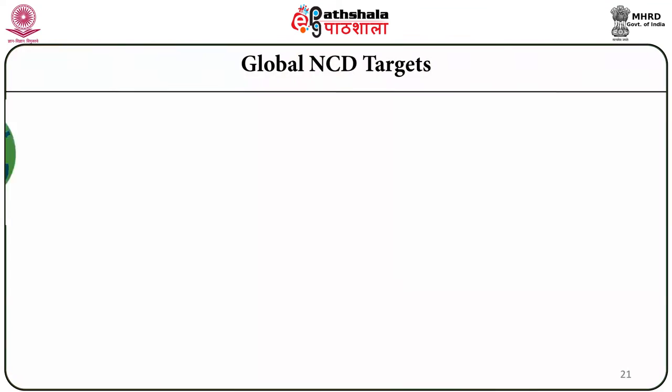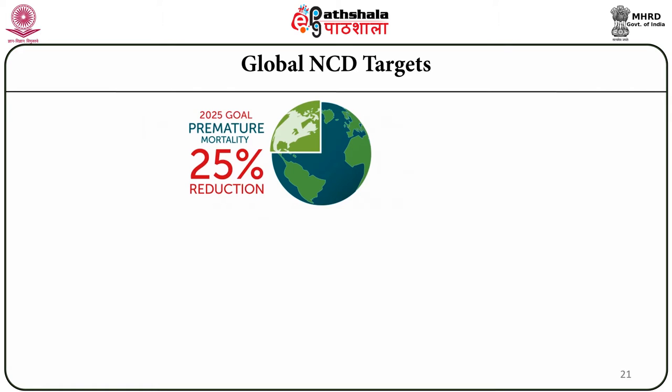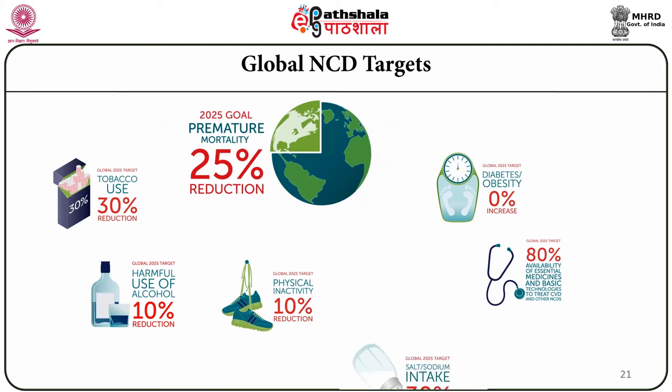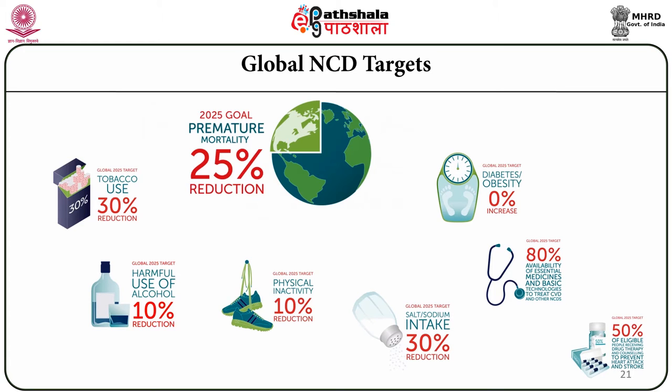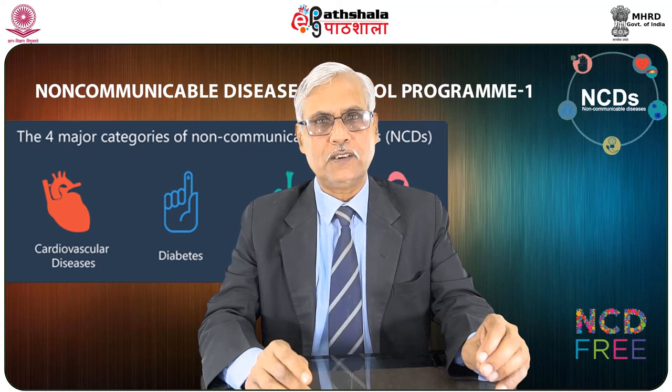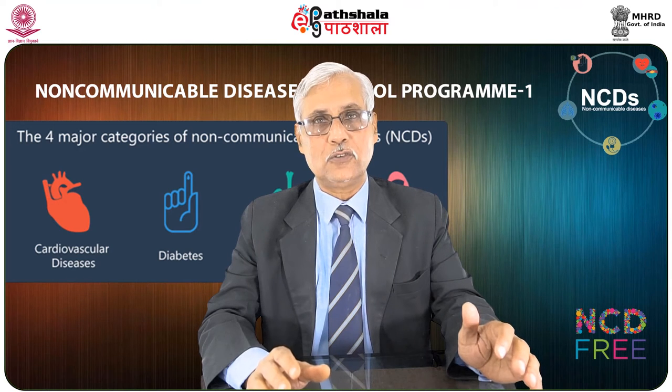Now, global NCD targets. We have to remember that a number of global targets have been set for the year 2025. We want premature mortality to be reduced by 25%, tobacco use reduction by 30%, harmful use of alcohol by 10%, physical inactivity reduction by 10%, salt or sodium intake reduction by 30%, and obesity and diabetes, zero increase, meaning contained and should remain stationary.